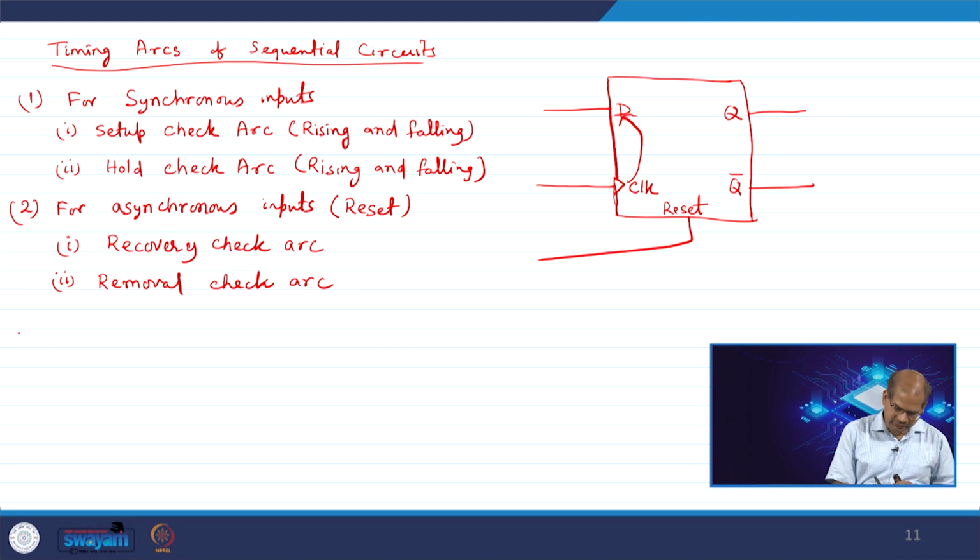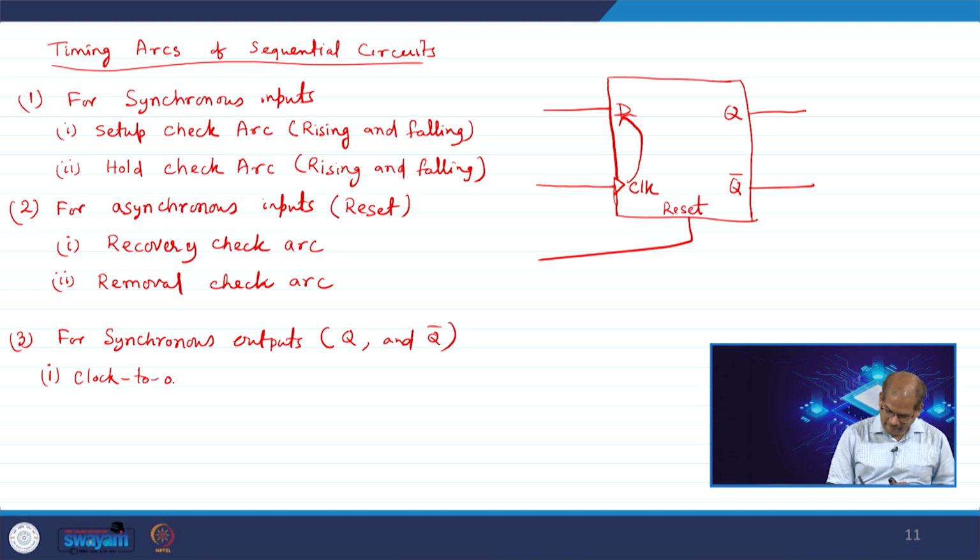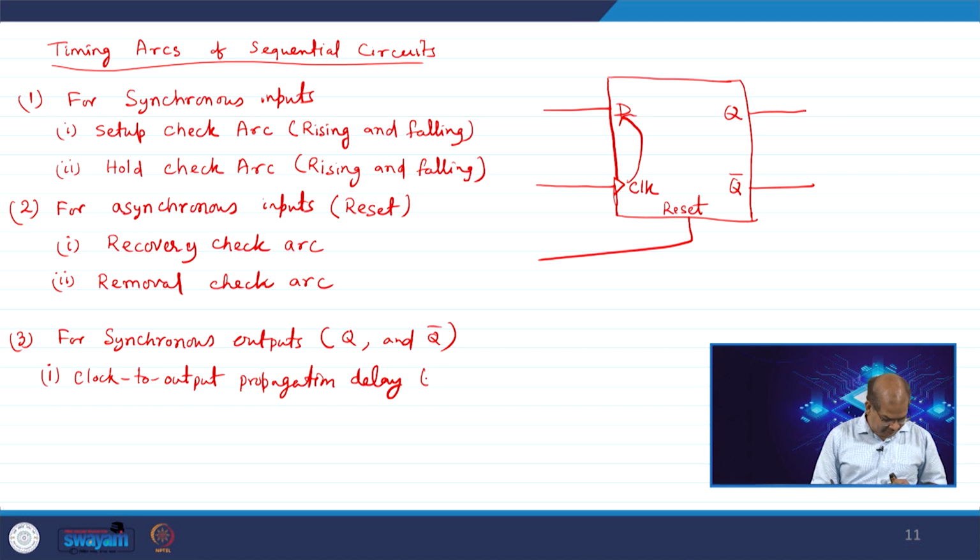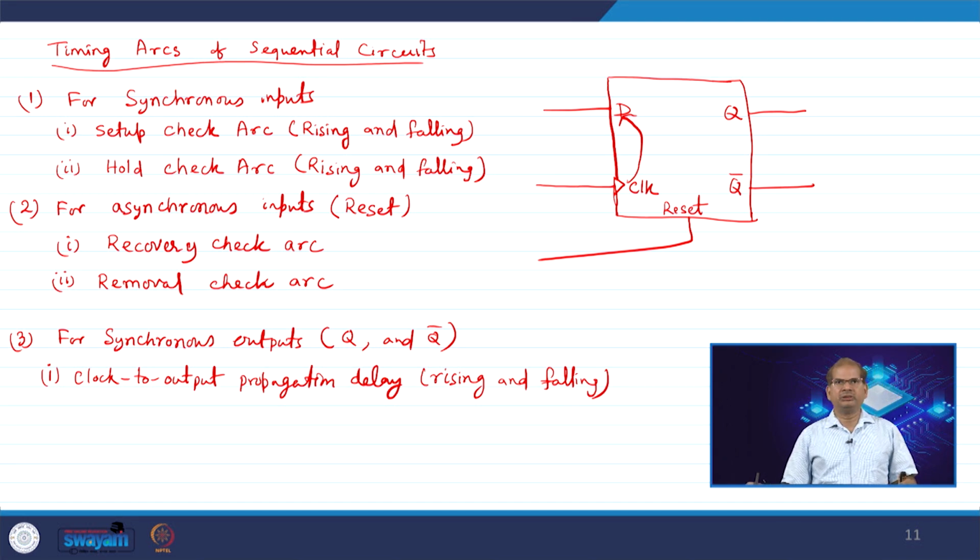Okay. Now, you have the third arc, which is for the synchronous output. Okay. So, what are the synchronous outputs? Your Q and Q bar are the synchronous outputs. So, for that you have one arc called clock to Q, clock to output, propagation delay. Okay. So, that also has rising and falling. Okay. So, these are the arcs basically involved in the case of sequential circuits.